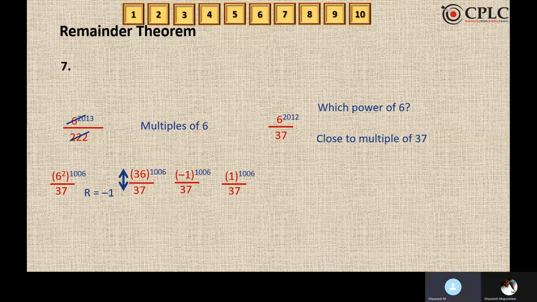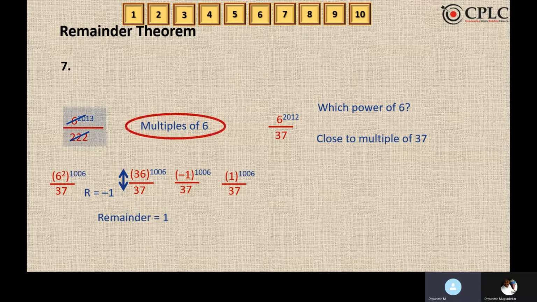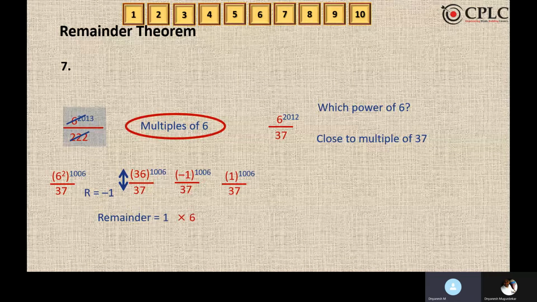But hold on, don't mark that answer, because that answer is for the first question, 6 raised to 2012 upon 37. We were not supposed to find that. We were supposed to find for the earlier question from which we cancelled out 6 from both numerator and denominator. So to find out the original answer, whatever we have cancelled earlier as a common multiple, we'll need to multiply with that. So 1 into 6, that is going to give us the answer as plus 6.